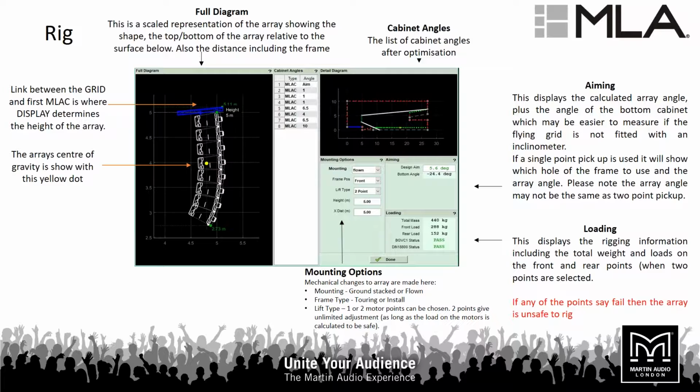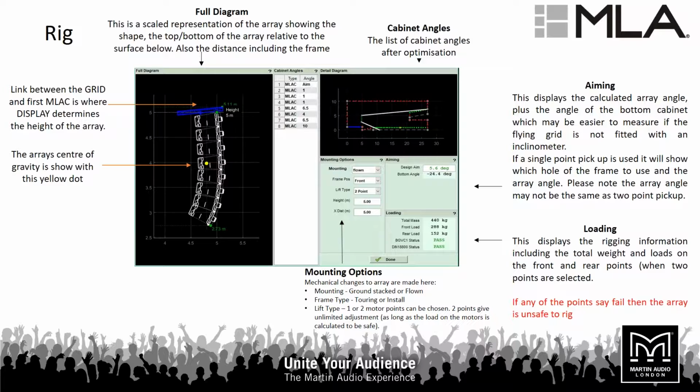We can change it from a touring or installation frame. We can change it from one or two point lift, depending on how many motors you've got, whether you want to lift it, actually rig it from the front or the rear of the frame as well. And the aiming angle here, this is again our optimized aim to give us the exact angle that we need to hit those back audience members.